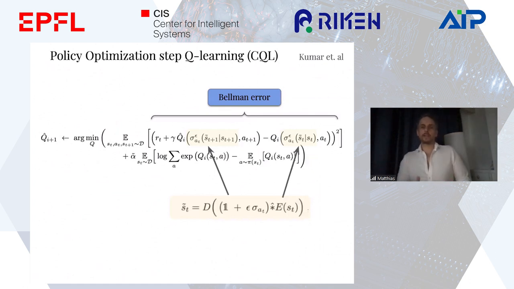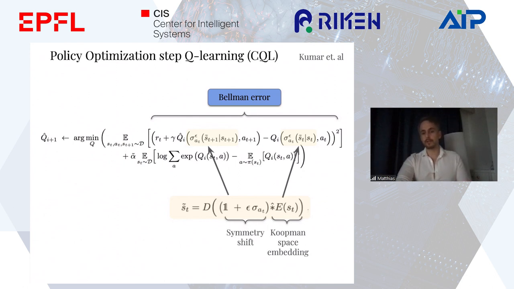So the way to use that is, we put our framework on top of CQL, which is conservative Q learning, which is the state of the art for model-free reinforcement learning with several modifications. And we only modify the policy optimization step. And in a very naive way, we just modified the Bellman error with the symmetry shift here, where E is the Koopman space embedding. So it embeds the state space, the continuous state space variable, into the Koopman observable. And then we apply the symmetry shift.